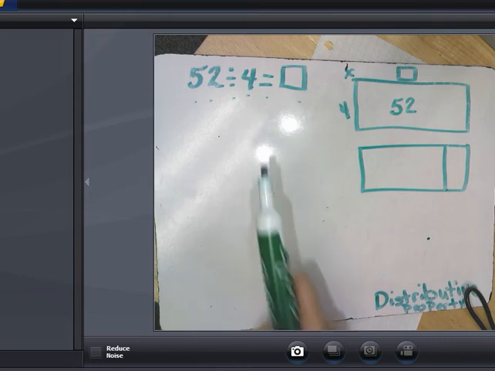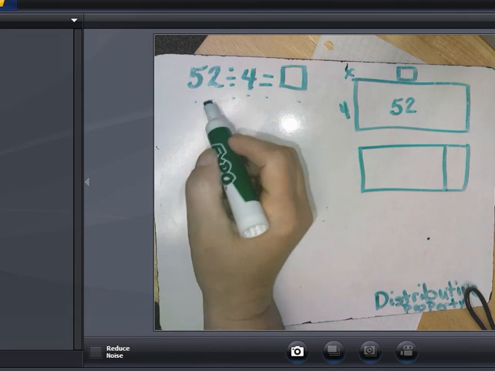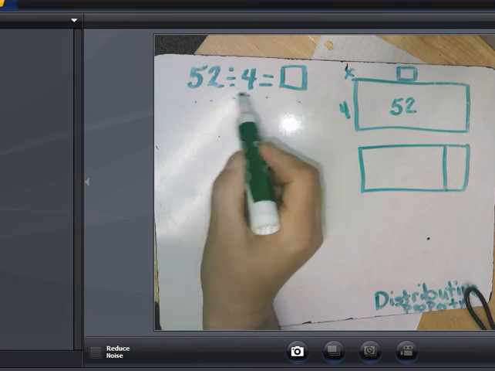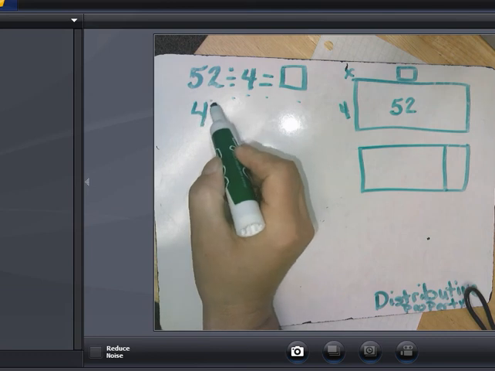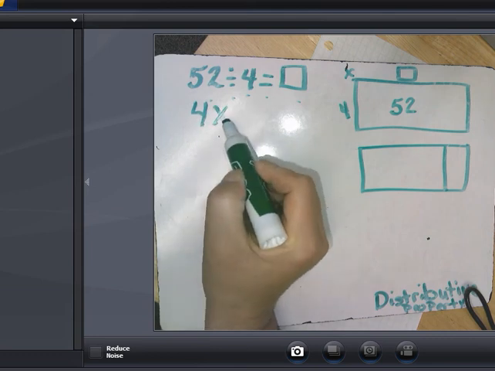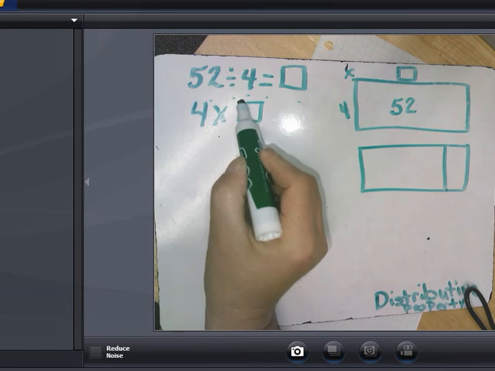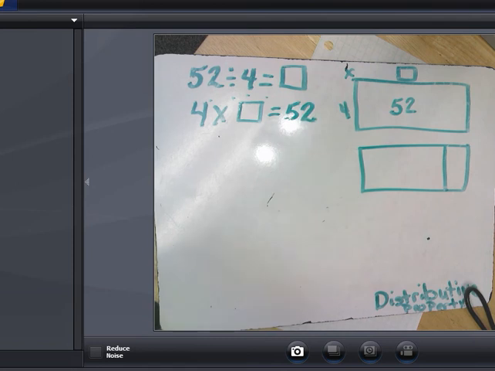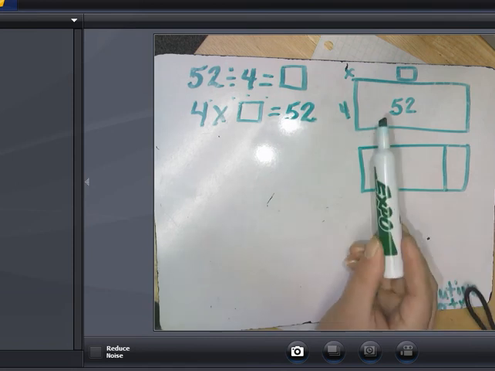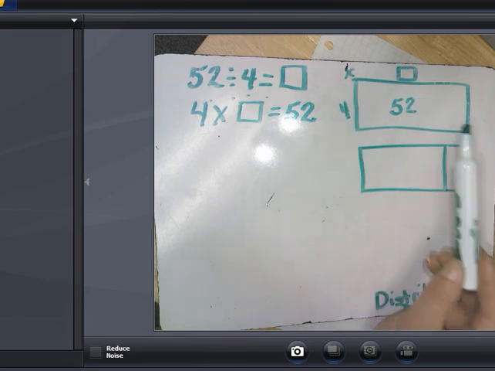So the inverse operation, and here's what it looks like. The inverse operation would be, I would put my divisor 4 times, because that's the opposite of dividing, times, I don't know, my quotient's going to be in there, and then my product. So if I'm going to write this as an array, 4 times what equals 52?